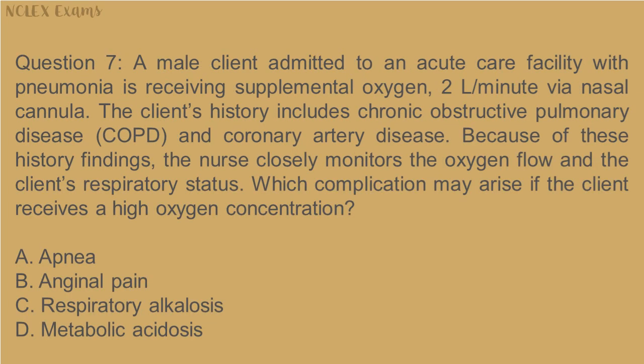Question 7. A male client admitted to an acute care facility with pneumonia is receiving supplemental oxygen, 2 liters/minute via nasal cannula. The client's history includes chronic obstructive pulmonary disease (COPD) and coronary artery disease. Because of these history findings, the nurse closely monitors the oxygen flow and the client's respiratory status. Which complication may arise if the client receives a high oxygen concentration? A. Apnea. B. Anginal pain. C. Respiratory alkalosis. D. Metabolic acidosis.